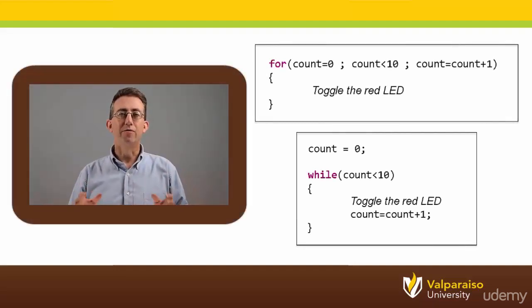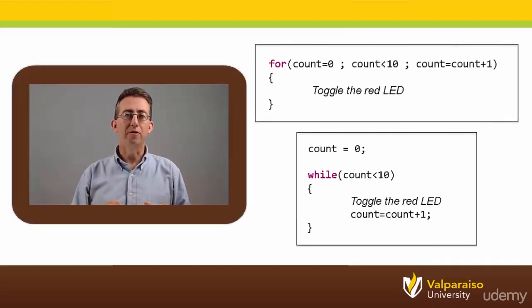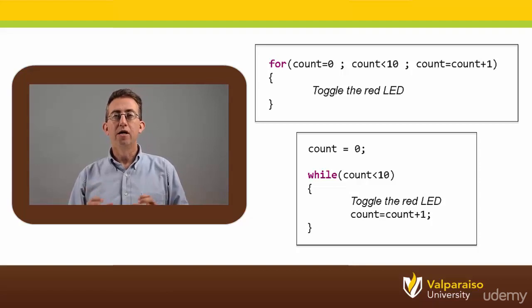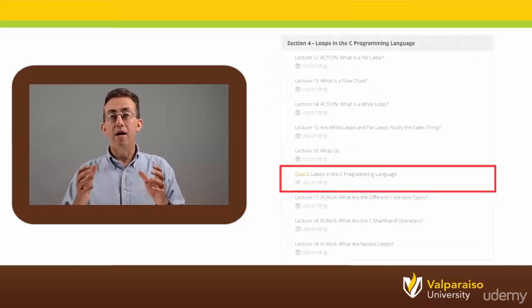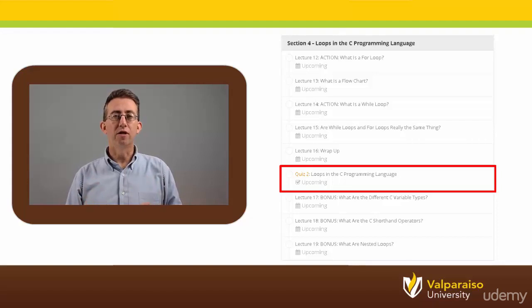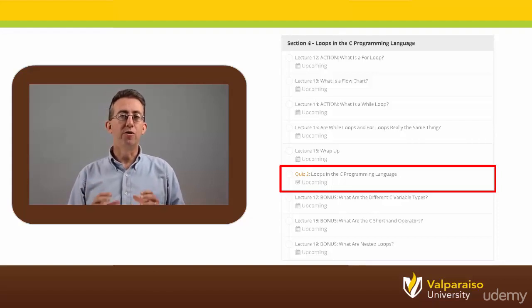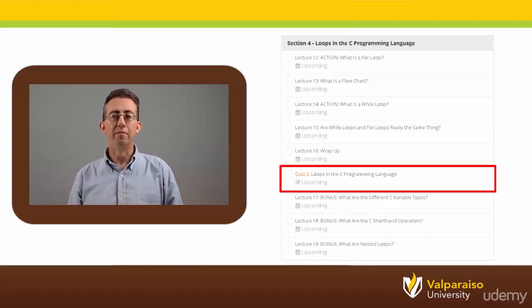Over the last section, we have introduced you to the for loop and the while loop commands in the C programming language. Additionally, we have shown you some additional tricks and tips at how Code Composer Studio can make it easier as you write and debug your program. Up next, we have our second quiz of the class.